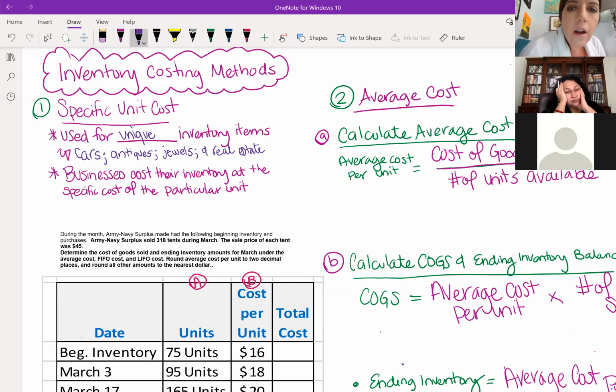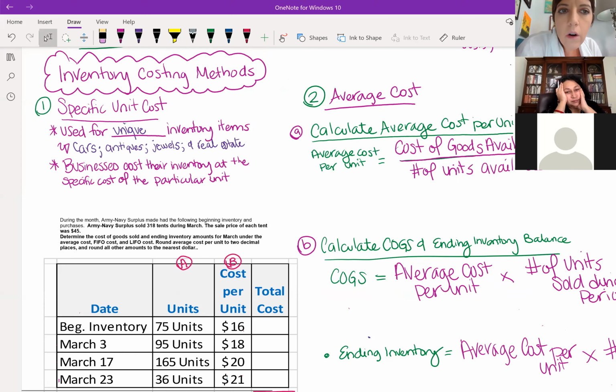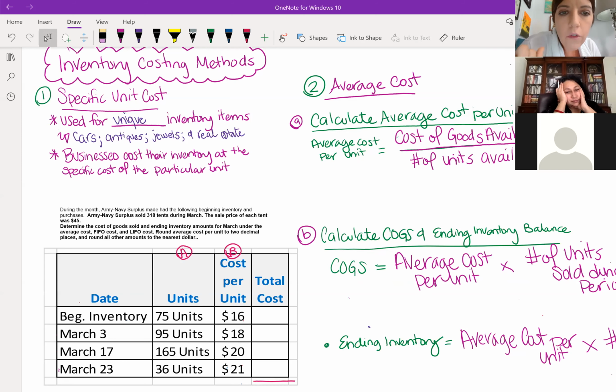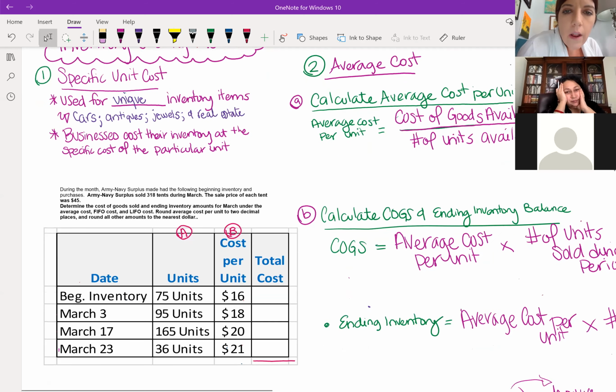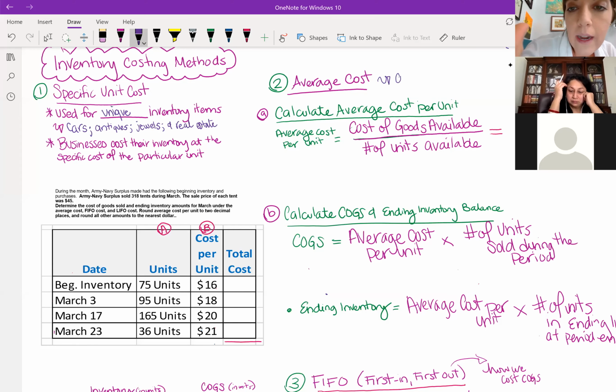The more likely methods that companies are using are either average cost, FIFO, or LIFO. Average cost is producing an average cost per unit, and it's a weighted average.